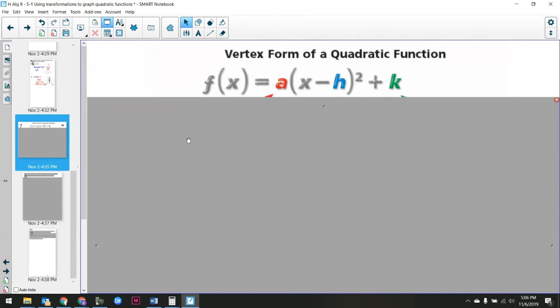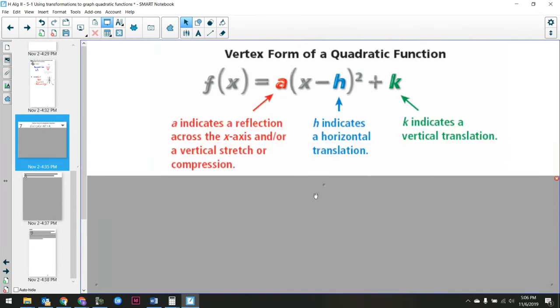Okay, I said it'd come back again. This is called vertex form. Everybody pause your videos and write this down. This is huge. Write this down.